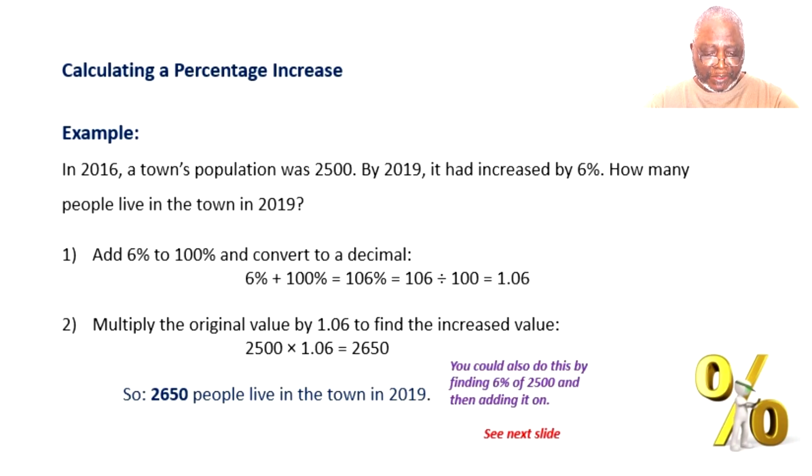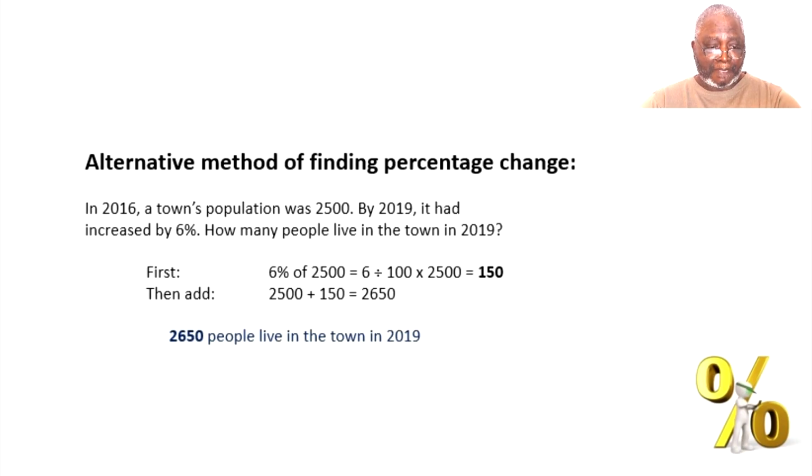2,650 people live in the town in 2019. There's another way you can do it. You can also solve this by finding 6% of 2,500 and then adding it to it. I've demonstrated it on the next slide here. That is the alternative method.